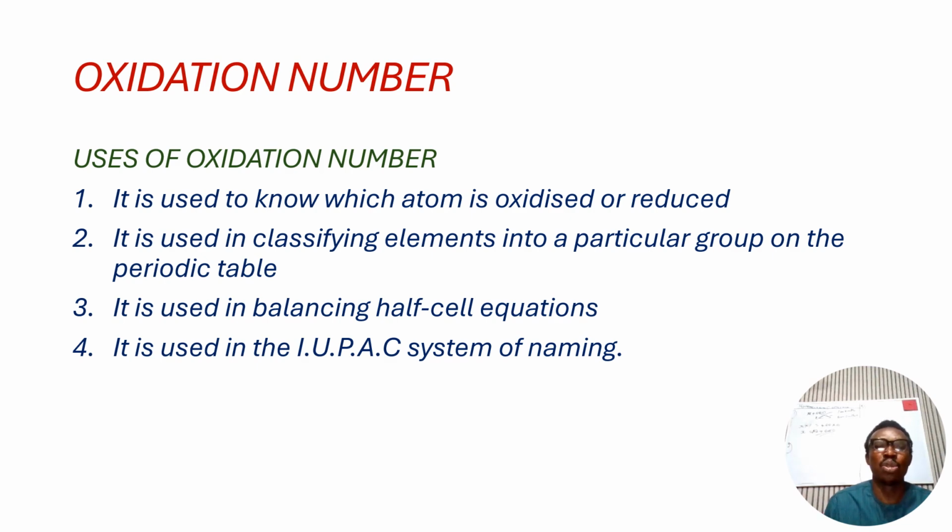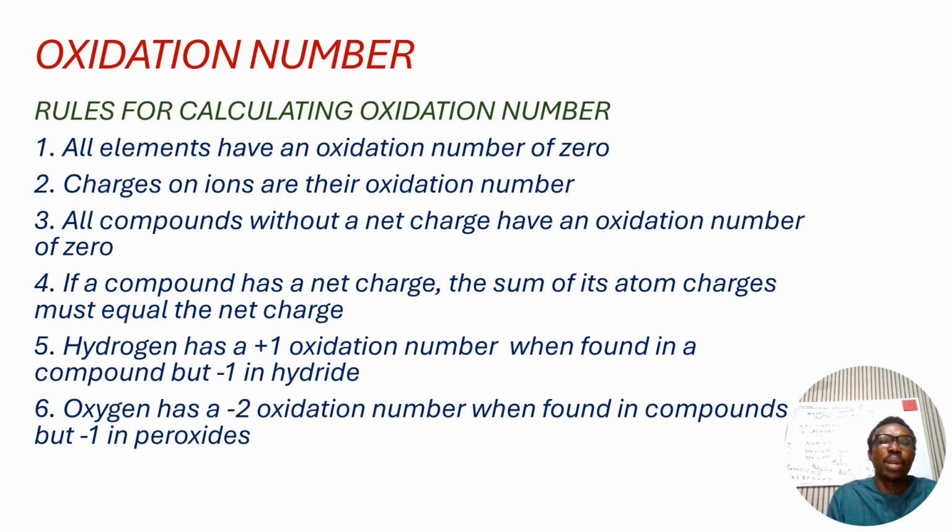Then number 4, it is used in the IUPAC system of naming. IUPAC means International Union of Pure and Applied Chemistry. So it is used in the IUPAC system of naming inorganic compounds. We call it the IUPAC system of naming, both organic and inorganic substances. So these are the uses of oxidation number.